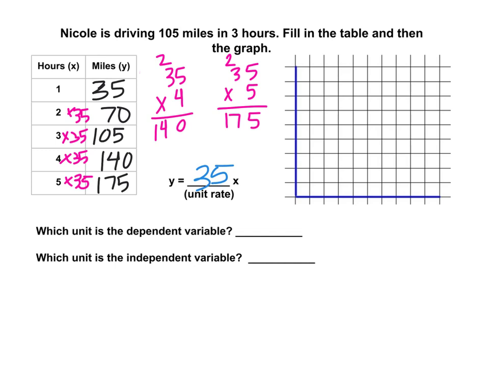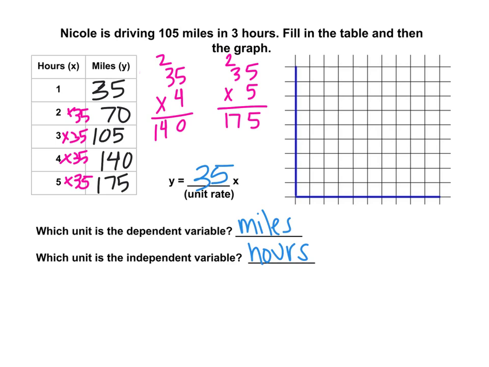So here, the more hours that I drive, the further I can go. So the miles that I go is depending on how many hours I drive for. So my independent variable is my hours, right? They're going to just keep going, 1 hour, 2 hours, 3 hours. But my dependent is my miles, and it goes up depending on how long I drive for.